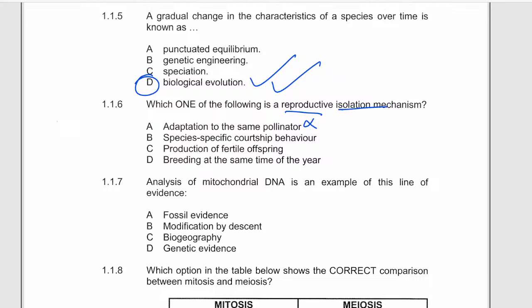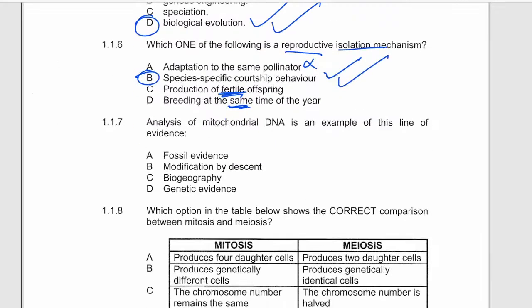You understand? Of courtship. You understand? Yes. So it means that the most correct answer here becomes B. Courtship, specific courtship behavior. Production of fertile offspring, it is fertile, meaning that it can breed. It can produce another baby. Breeding at the same, not different times of the year, same time of the year. That one is also fine. You understand? So the most correct answer looks to be B.